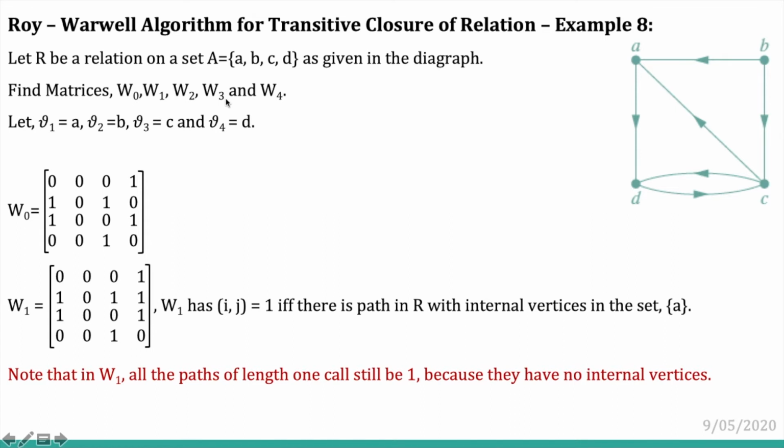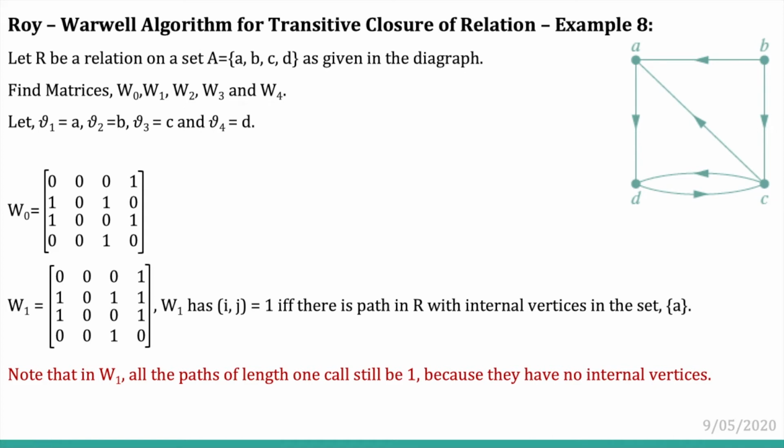In this series of 0, 1 matrices, W0 is the matrix representation of the relation itself, and W4 represents the transitive closure of the relation. We construct the intermediate matrices W1, W2 and W3 on the basis of W0 to eventually find the matrix representation of the transitive closure given by W4 here. So as I said, W0 is the matrix representation of the relation R itself. So here is W0, which is equal to MR.